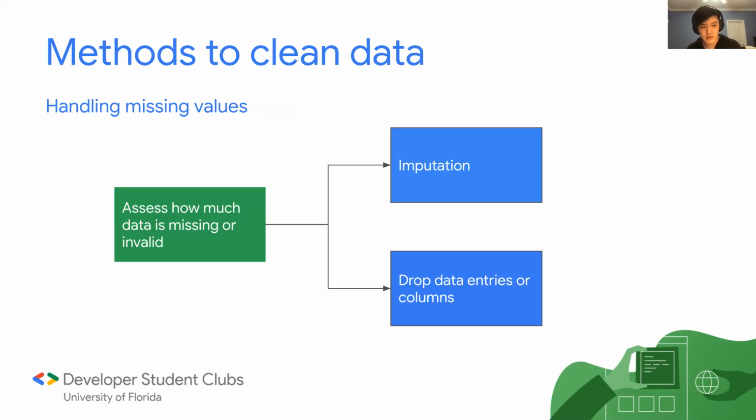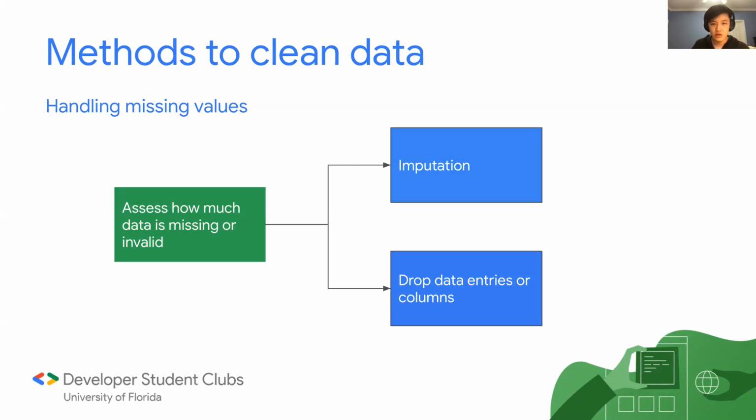So first, I'm going to talk about how one may handle missing values. Visualize here is a typical process that occurs when you handle missing values in your data. Initially, you assess how much of your data is missing or invalid and just do a preliminary scan. From this point, you have two options that you can choose.